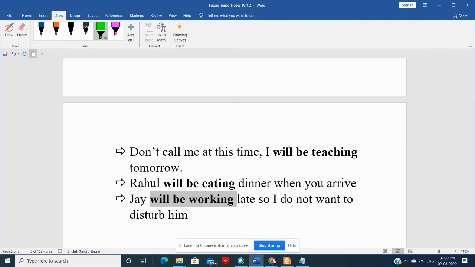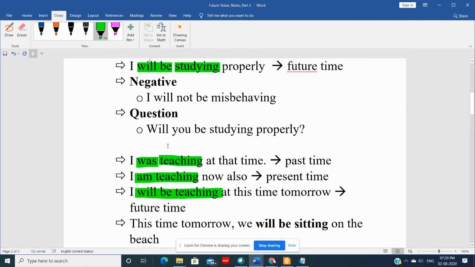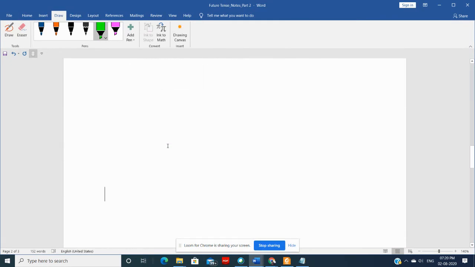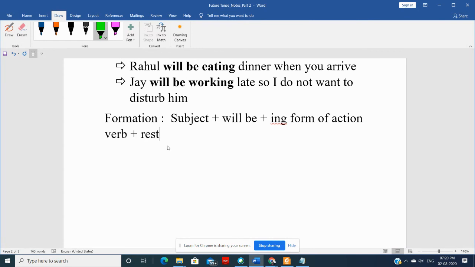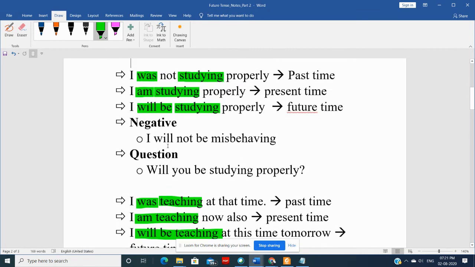All right. Now, see, again, it's very easy. Let's look at the formation of the sentence. What is the formation of the sentence? The formation would be, again, subject plus will be plus ing form of action verb, and then rest of the sentence. All right. So this is how we use future continuous tense. Okay. So let's review it again in a quick manner.